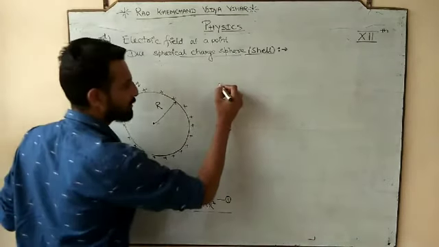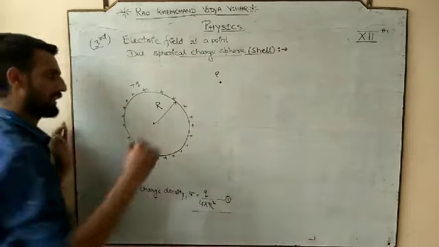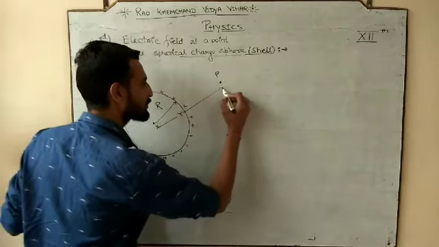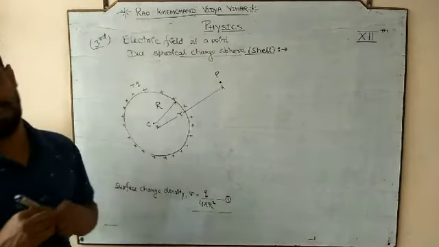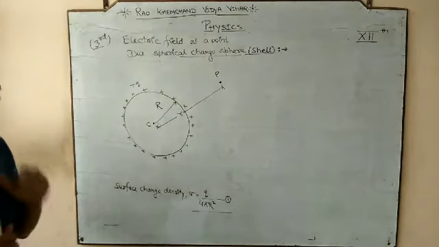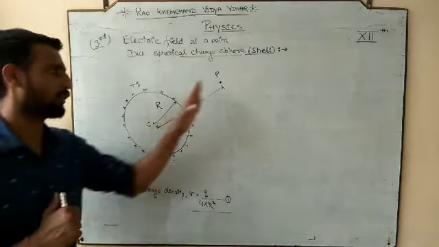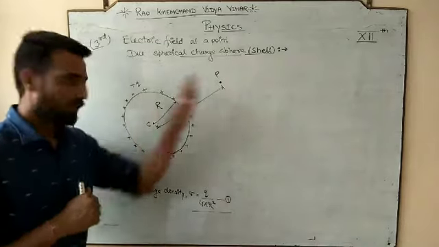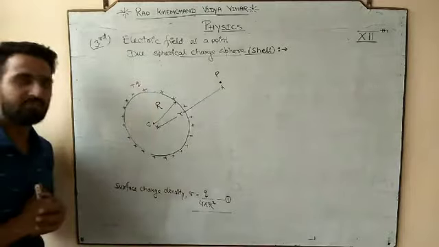Now we want to find the electric field at a point P which is at a distance of small r from the center of the spherical shell. So here is the point P where we want to find the electric field, at a distance of small r from the center of the shell.